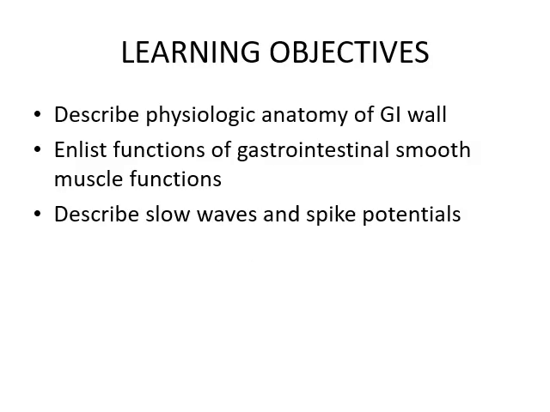So the learning objectives are, by the end of this lecture you must know what is physiological anatomy of GI wall and enlist functions of the gastrointestinal smooth muscle, and then describe certain physiological characteristics of slow waves and spike potential.